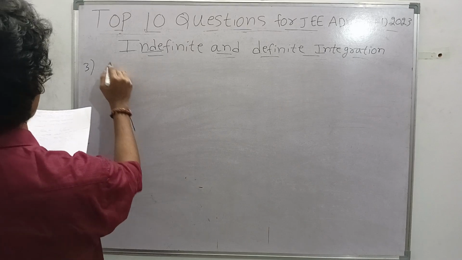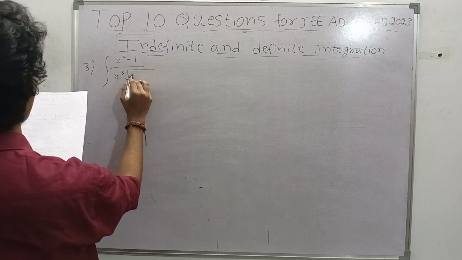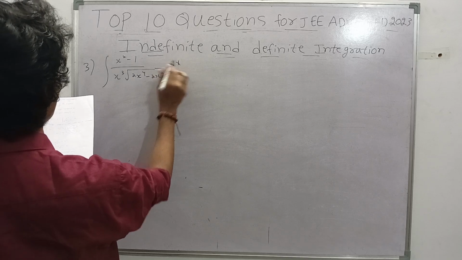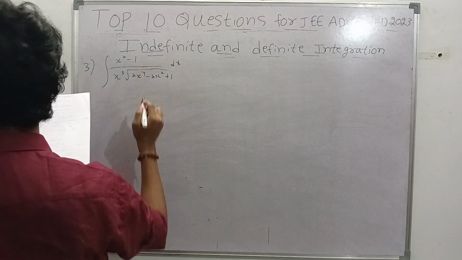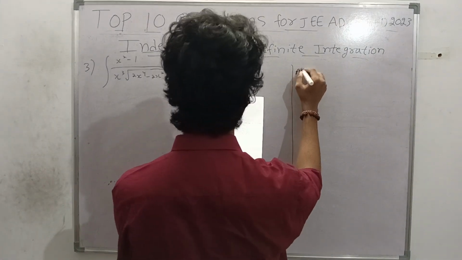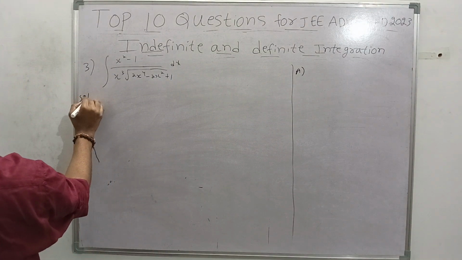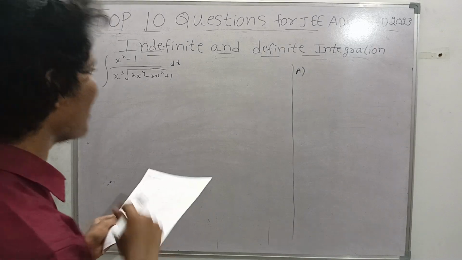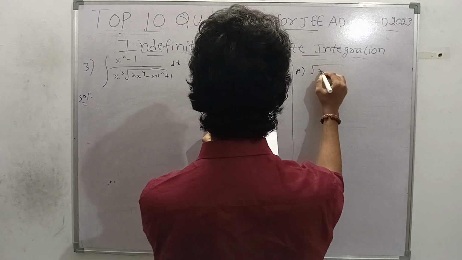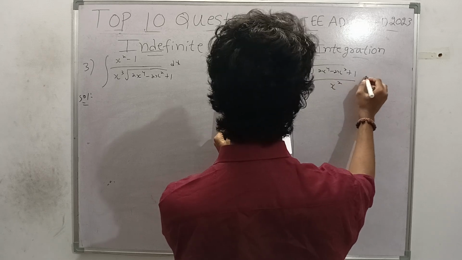Now third question. The third question is integration of x square minus 1 divided by x cube root of 2x power 4 minus 2x square plus 1 dx. A really, really important question. This type of model question is coming in JEE Mains as well. This is the options part. The question is simple, very little, but you have to think very carefully how to solve. Option A is root of 2x power 4 minus 2x square plus 1 divided by x square plus c.